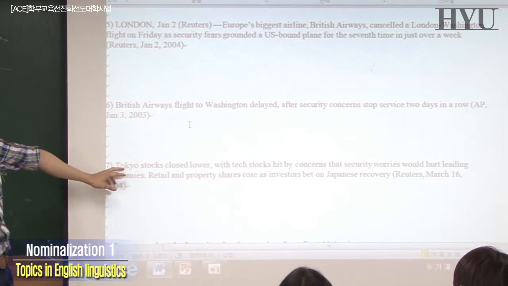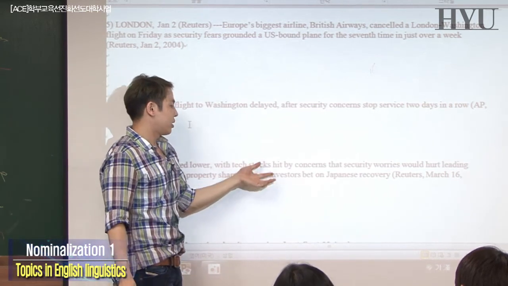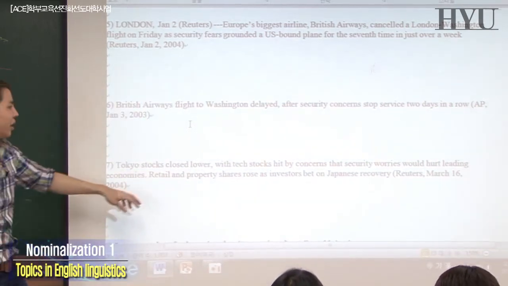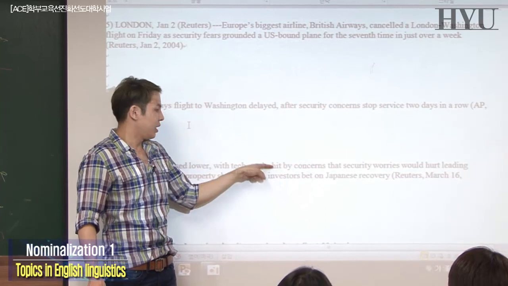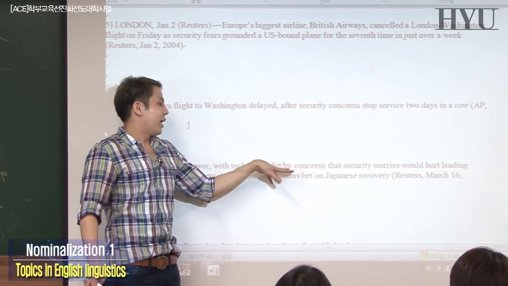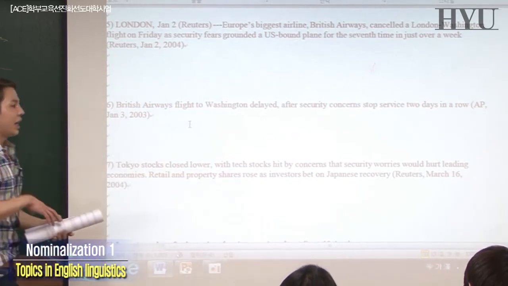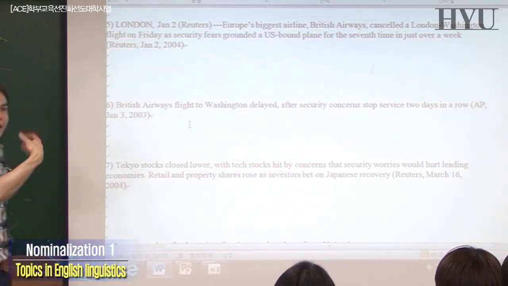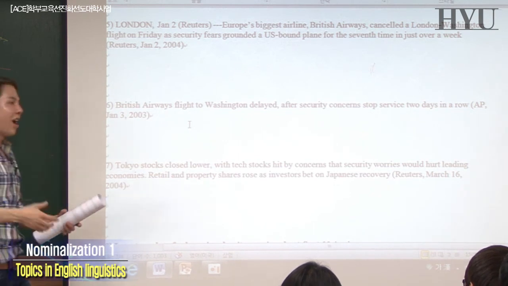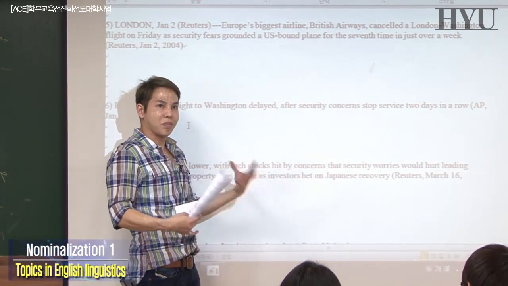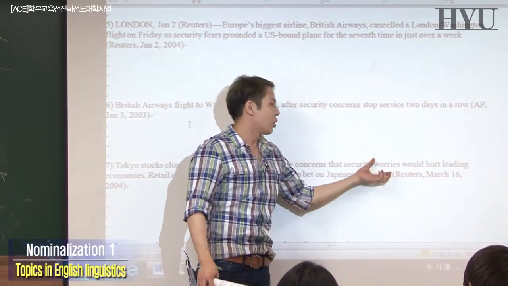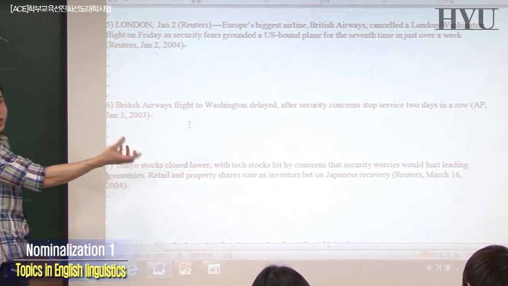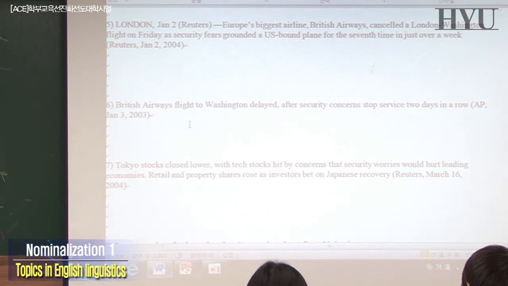Number 7, Tokyo stocks closed lower with tech stocks, stocks about technology, hit by concerns that security worries would hurt leading economies and so on. Tech stocks hit by concerns. Hit is a material process. Concerns here is in the by-prepositional phrase, so it's like the actor, right? So concerns can hit stocks. It's like concern is an agent that can hit, but actually it cannot, right? But again, when it has become nominalized, it has power, right? That security worries would hurt. So worries could hurt people now, right? Or could hurt the economies. In this case, worries are actors that can hurt people in the material process, okay?